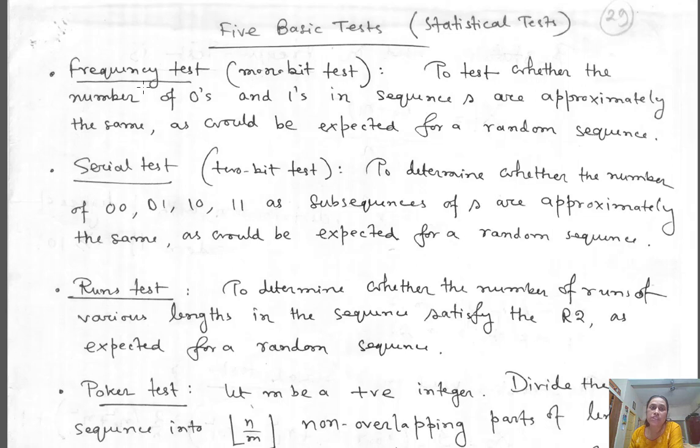First one is the frequency test: whether the number of zeros and the number of ones in the sequence S are approximately the same, as would be expected for a random sequence. This is essentially rule 1 of Golomb's postulates. It is also called the mono-bit test. The number of zeros and ones should be approximately the same. In Golomb's test we formulated mathematically how to measure that.